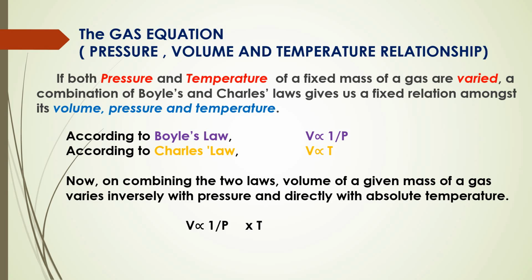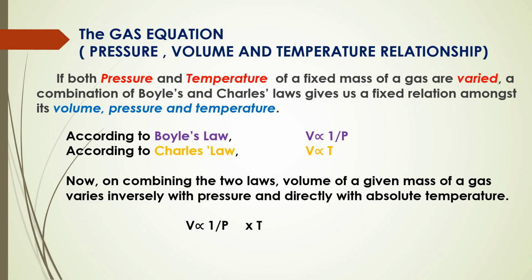And how do we write that mathematically? Volume is proportional to 1 by P into T. Here, according to Charles' law, temperature is directly proportional, so T will be in the numerator, and according to Boyle's law, volume is inversely proportional to pressure, so pressure is in the denominator. So volume is proportional to 1 by P into T. This is the combination of Boyle's law and Charles' law.